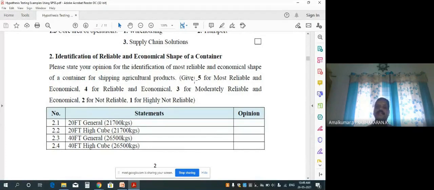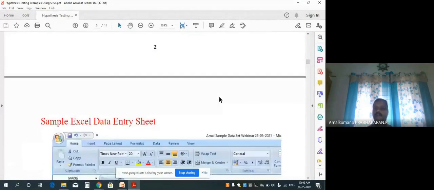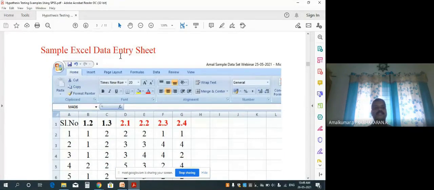The scale is that 5 is for most reliable and economical, 4 is for reliable and economical, 3 is for moderately reliable and economical, 2 is for not reliable, and 1 is for highly not reliable. Based on this question and statement, he gave a 5-point scale. Based on the 5-point scale, the researcher collected the data from the shipping officials. About 400 sample respondents were collected for the study, and the data is entered in an Excel sheet. This is a sample Excel sheet for data entry.